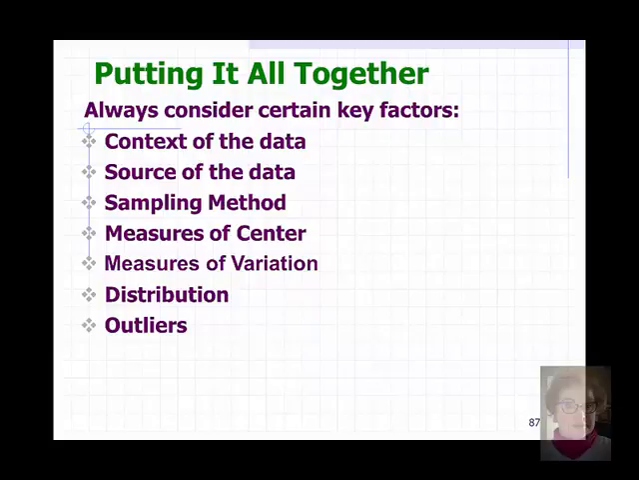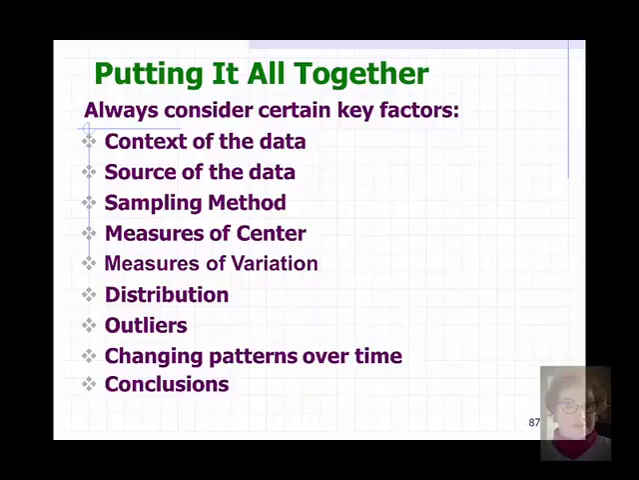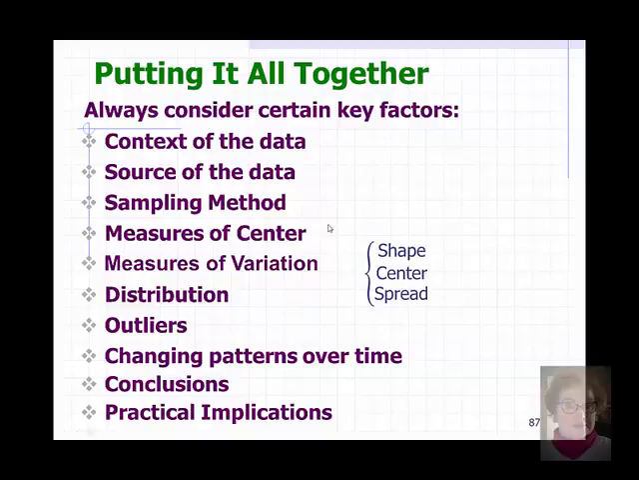If we're dealing with a time series, we look at changing patterns over time. What conclusions can we draw from this, and what practical implications does our data give us? And remember, shape, center, spread are the things we want to look at when we're describing the distribution. And so that takes into account measures of center, measures of variation, description of the distribution, and outliers. Now we're going to talk about the active question.